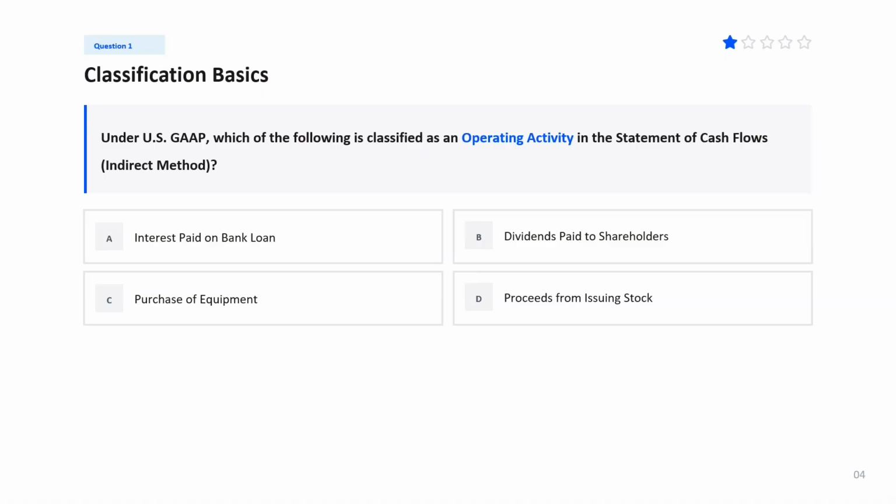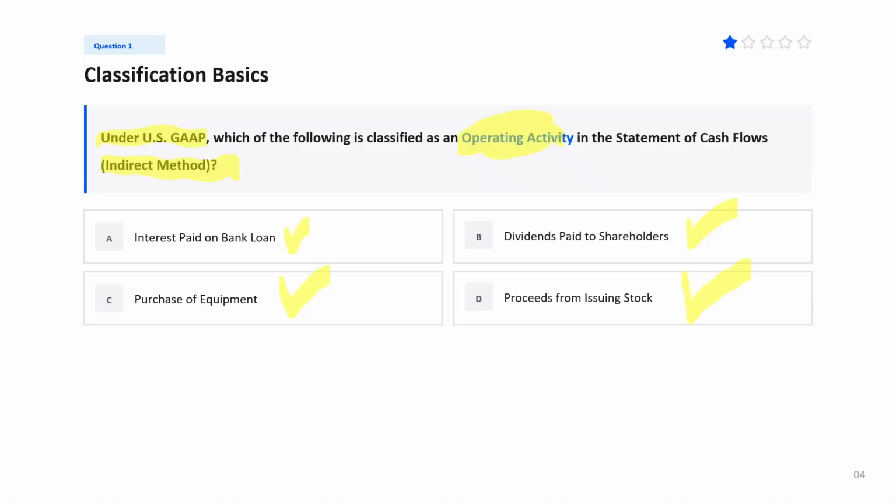Okay, so the first question is about classification basics. The question is asking us, under US GAAP, which of the following is classified as operating activity in the statement of cash flows, and it says indirect method here. So the options are interest paid on a bank loan, dividends paid to shareholders, purchase of an equipment, proceeds from issuing stock. Okay, so take a moment to think about it.